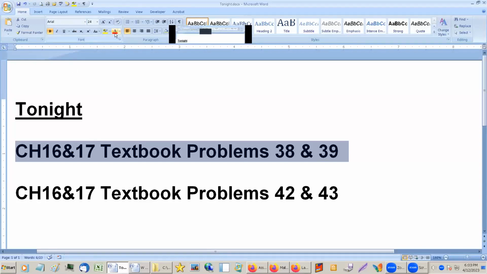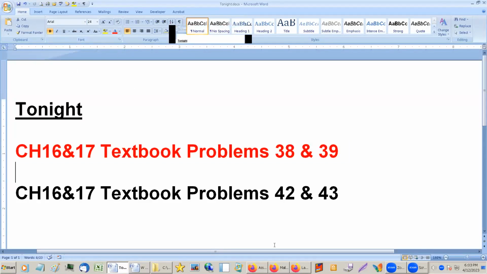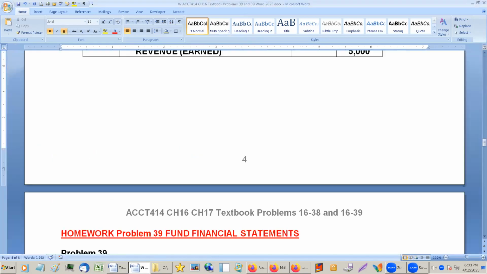Think the fund accounting for the textbook problem, and then we've got another textbook problems that we're going to do, 42 and 43. And hopefully it'll be a shorter class. I don't want to promise that.